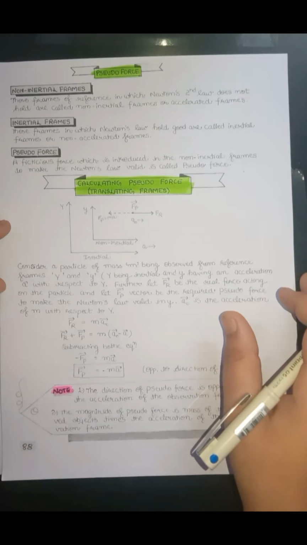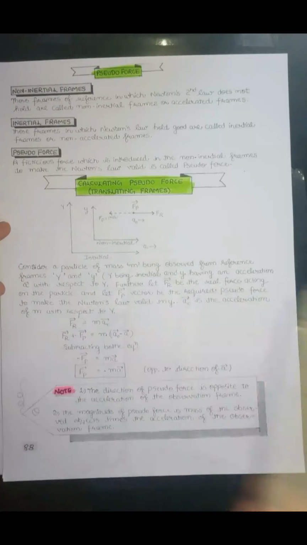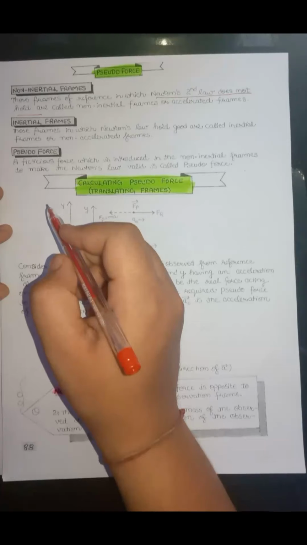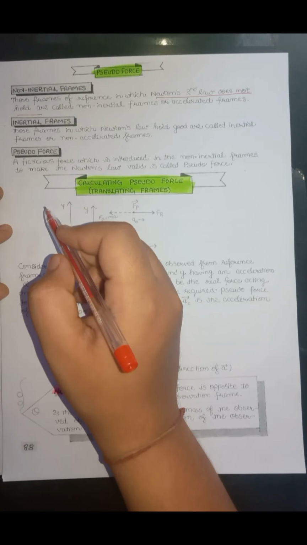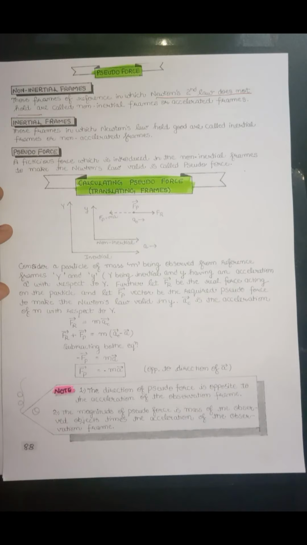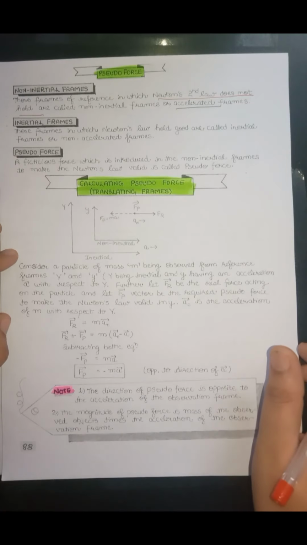Now, let us learn about the pseudo forces and non-inertial frames. The non-inertial frames, the reference frames in which Newton's second law does not hold, are called non-inertial frames or accelerated frames. Any frame of reference which is accelerating, or which is not moving with constant velocity or not at rest, is called a non-inertial reference frame.